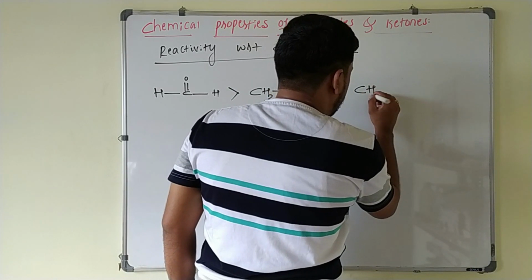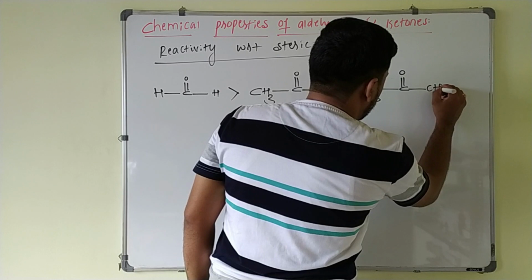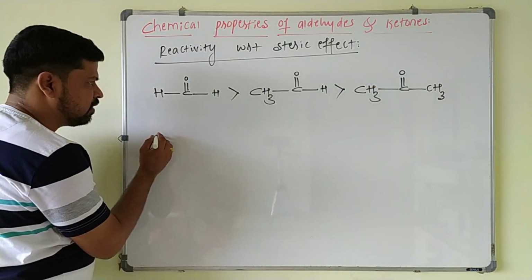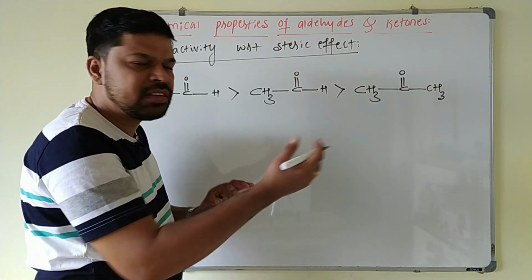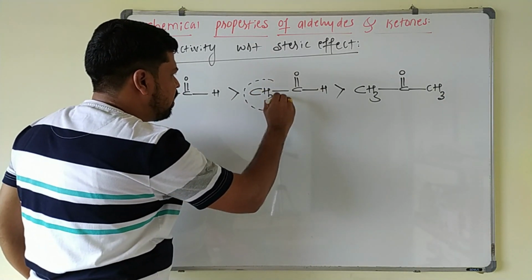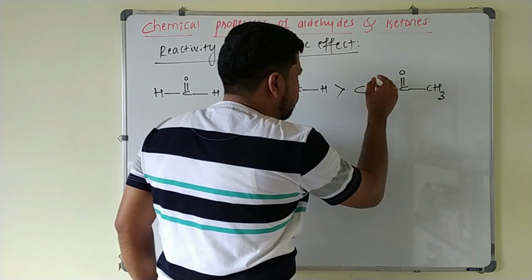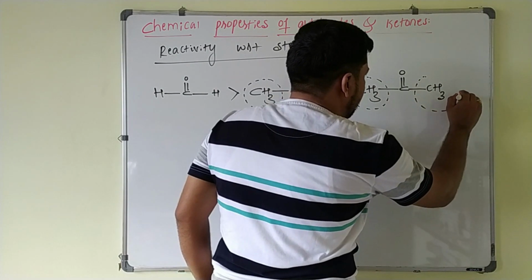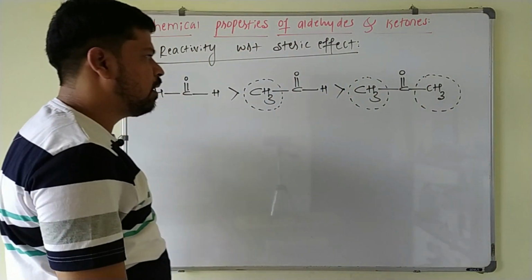Another alkyl group I will add. This is CH3, C double bond O, and CH3. Next, as the number and the size of the alkyl group increases, reactivity decreases. See here, one alkyl group is present, reactivity is less as compared to this one. And here two alkyl groups are present, larger alkyl groups are present, meaning they will make it difficult for the nucleophile to attack the carbonyl carbon.